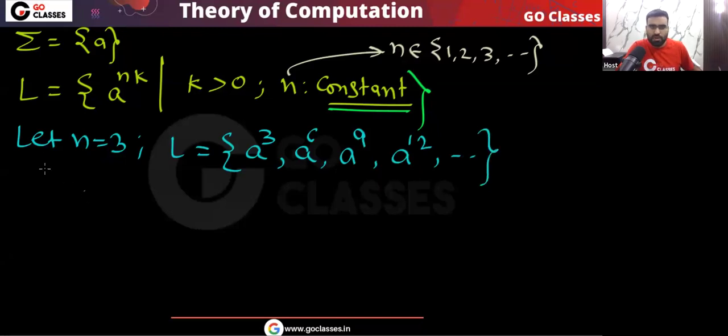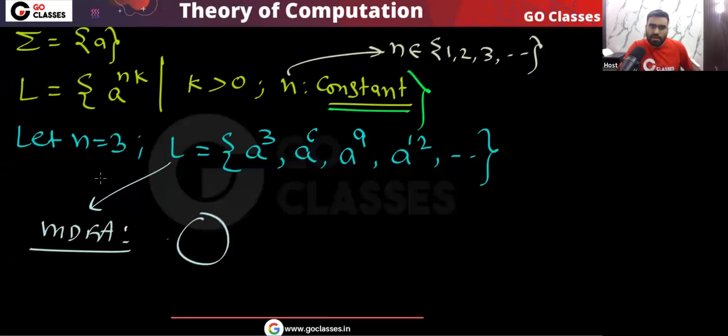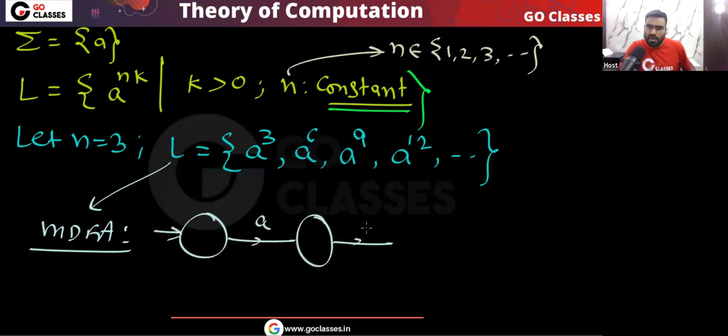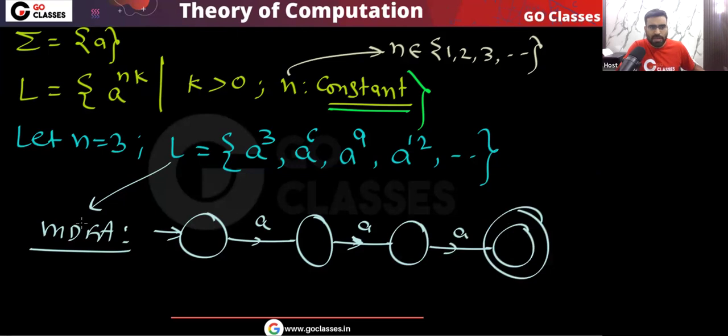Now for this language, can you create the minimal DFA? Let's create the minimal DFA for this language. It will be like this. From the initial state, remember, we want to accept a power 3. So a comes, another a comes, another a comes. We want to accept a power 3. Remember, the alphabet is a single symbol, that is the symbol a. Now you can notice this a power 3 is accepted.